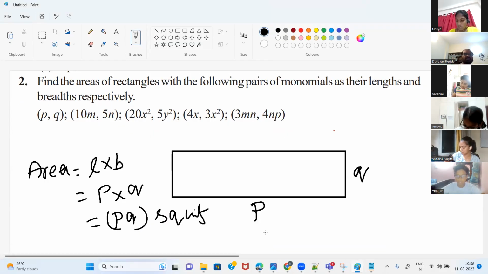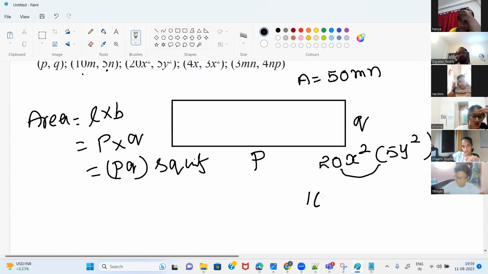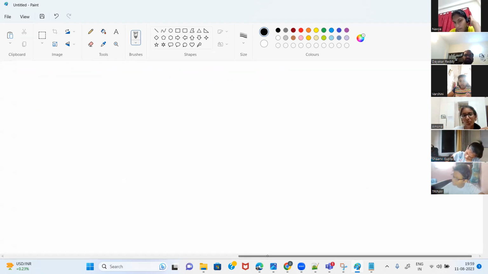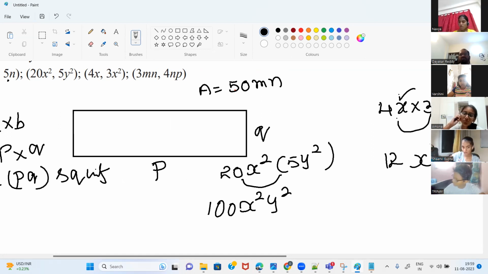So, what about the second one? Second one is easy, right? 10 fives are 50. 50mn. Area equal to 50mn. What about the third one? So you need to multiply, right? 20x square into 5y square. 20 into 5, how much? 100. x square y square. Next one. 4x into 3x square. 12x cubed. Very good. 4x into 3x square. Sir, 12x cube. Bases are same, so we can add the powers. x cube.